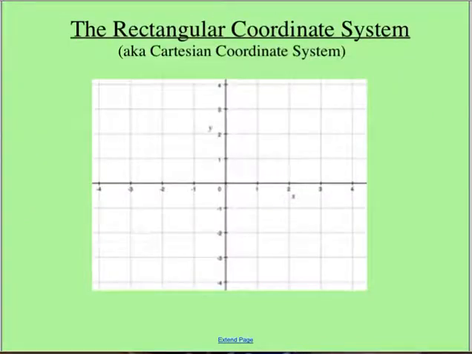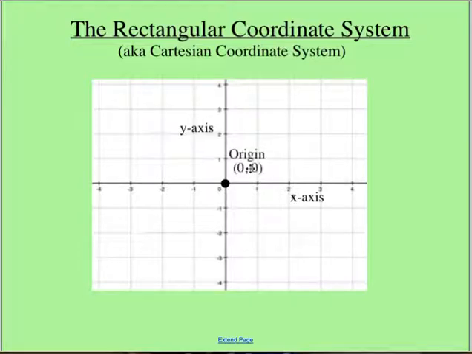To begin the review, our coordinate system is called the rectangular coordinate system. This is where we graph our x and our y coordinates. It's also known as the Cartesian coordinate system. It's broken up with two axes. We first have the x-axis, that's along the horizontal, and then we have the y-axis, that's along the vertical. The point in the middle where the two axes meet is called the origin. This is the point 0, 0.